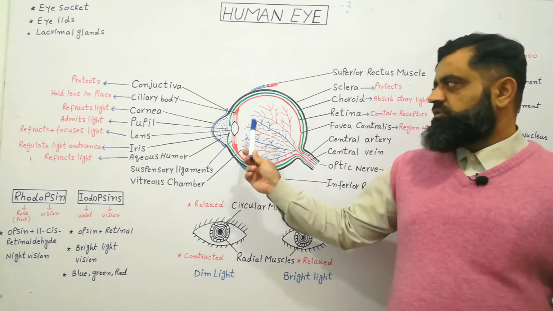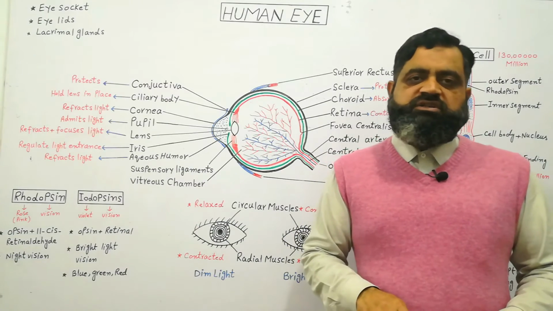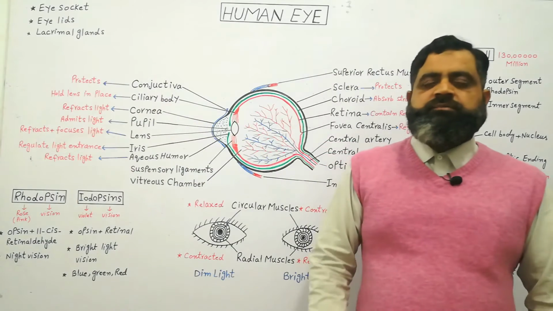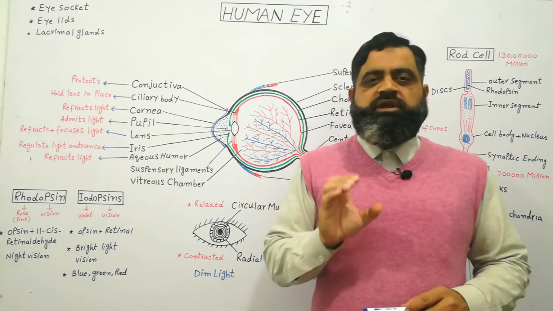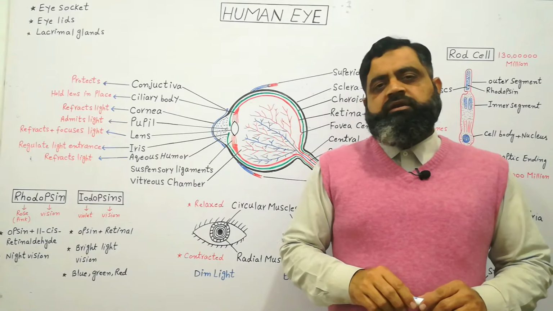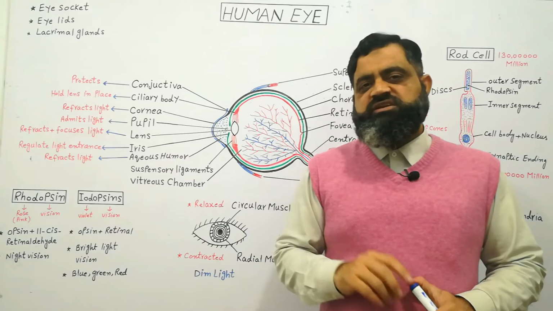First of all, our eye is protected by a socket present in our skull, which is known as the eye socket. The eye socket is a depression present in the skull and it protects our eye, which is a very sensitive part of our body.